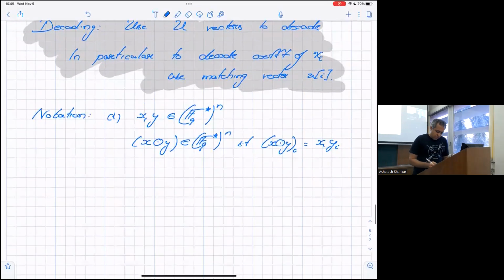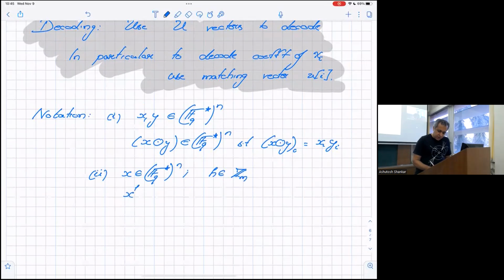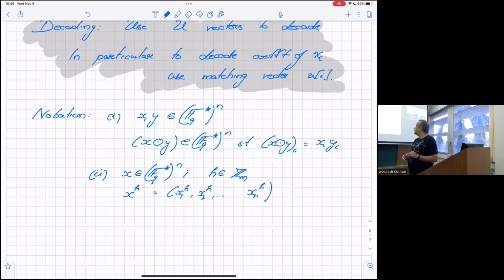And then several other things are just going to be for ease of notation. Suppose I have an X in F_q^n and an H in Z_m. Then when I write X to the power H, I basically mean take every coordinate and raise it respectively to the power H. X to the power H is basically X1 to the power H, X2 to the power H. It's just shorthand for this.